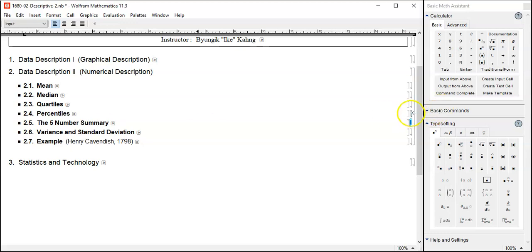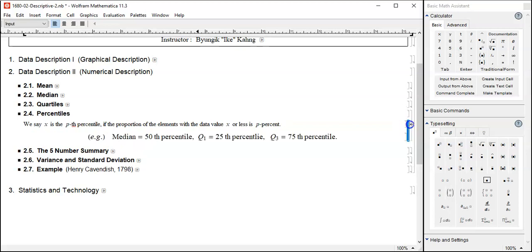Now, the next topic is percentile, and this is going to be really important later on in chapter 6 or 7, I think chapter 7. But at this moment, it's not that important, so I'm not going to spend too much time on it.